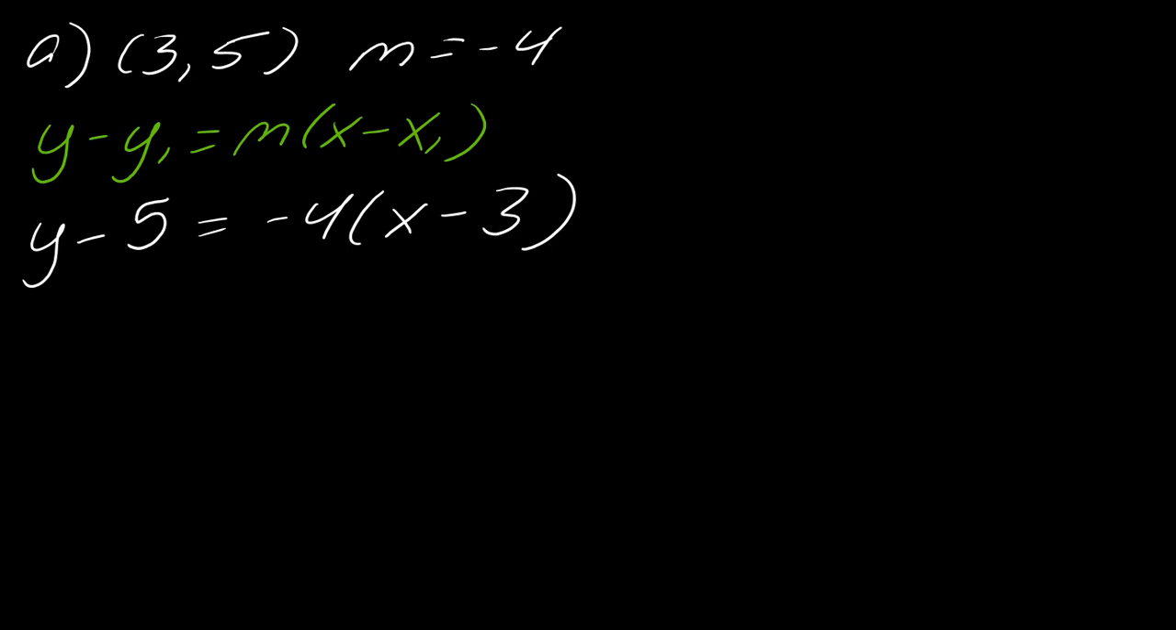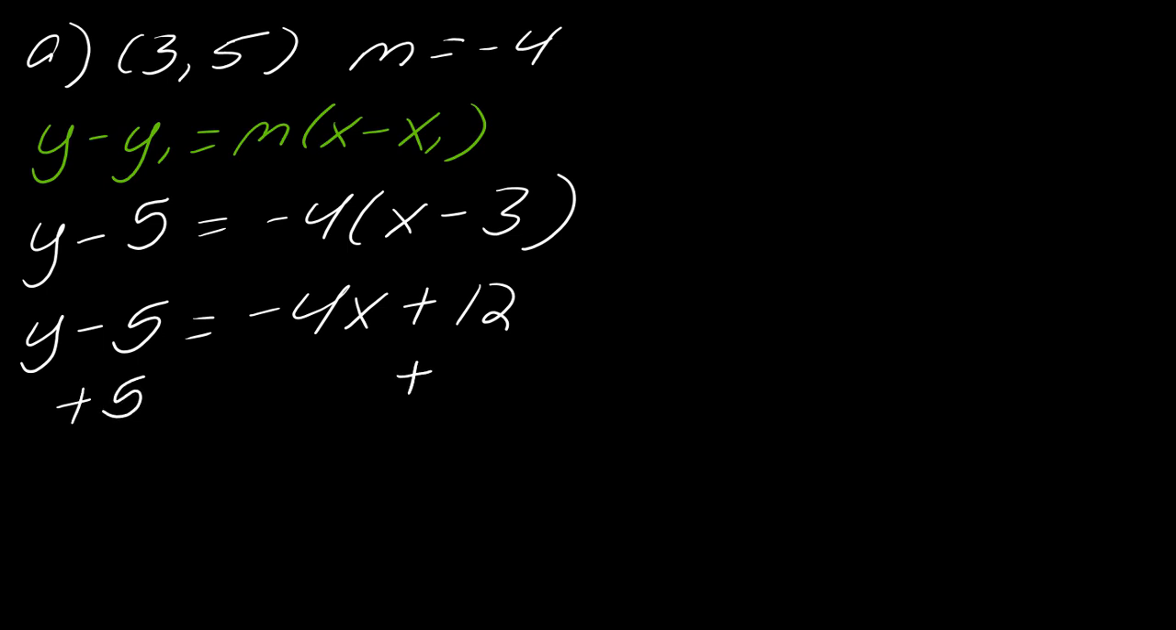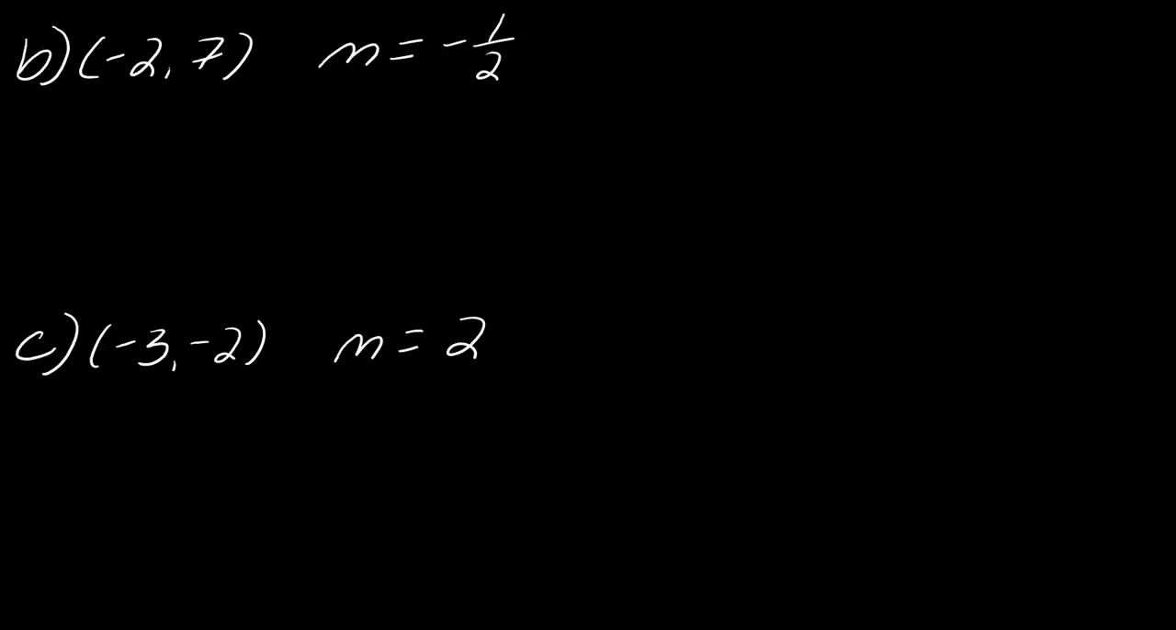Now we're going to go ahead and distribute this. So this becomes -4x plus 12. And then I can go ahead and add 5 to each side. So this is going to be y equals -4x plus 17. And now this equation is in slope-intercept form. So we start by putting it in point-slope form, and then basically we solve for y to get the slope-intercept form. Okay, so let's keep going with this idea then.